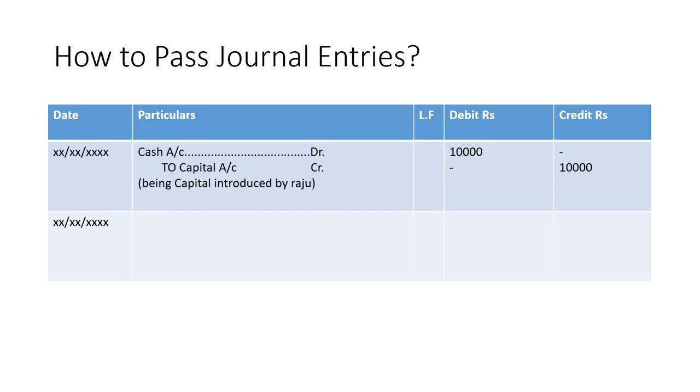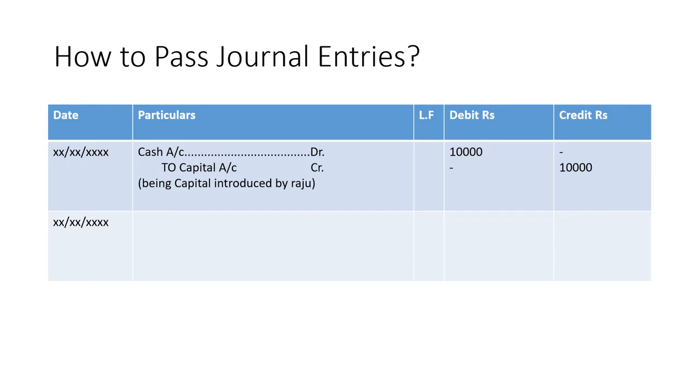First line is cash account debit. Why am I debiting cash account? Because cash is coming inside the business. The rule says debit what comes in. Cash is coming in. It's an asset coming in. So I'm writing the cash account debit. Now I'll go to the debit amount column and write the amount, which is 10,000 rupees, and write nothing in the credit column in the first line.